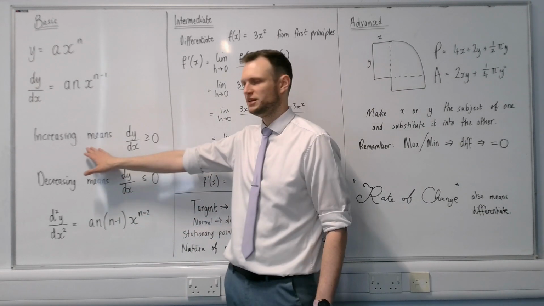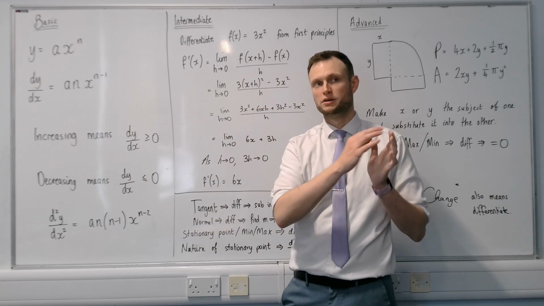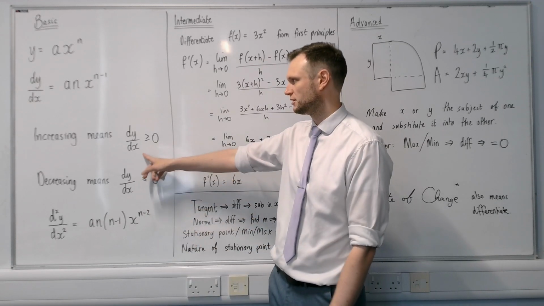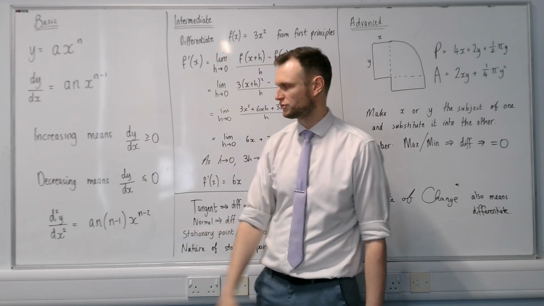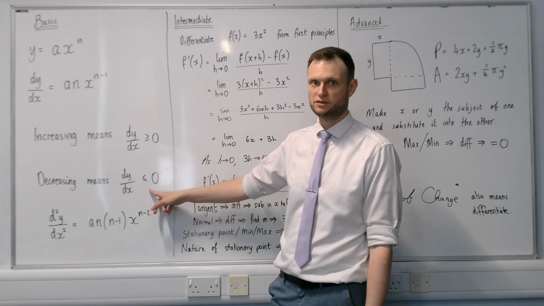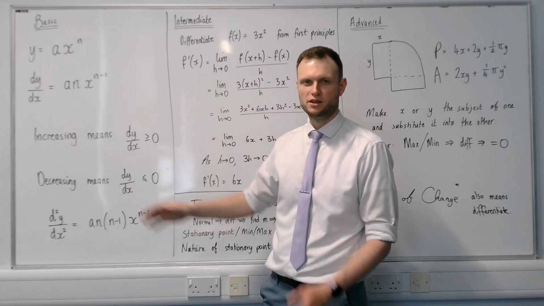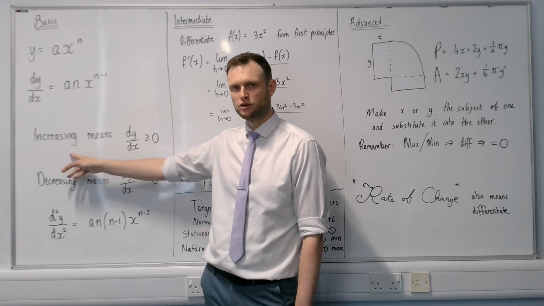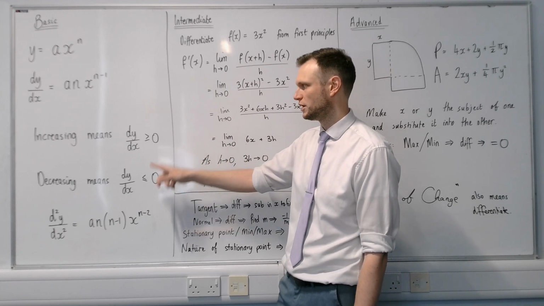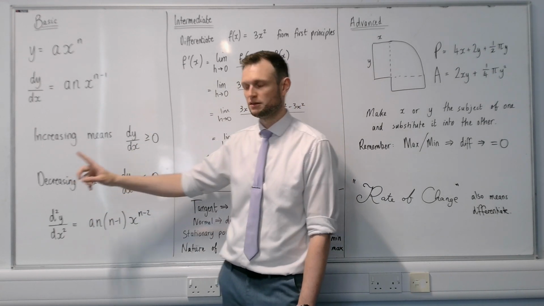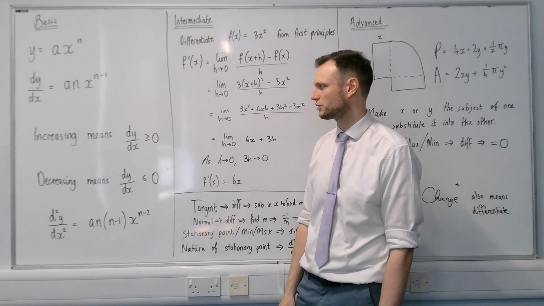A couple of other things: increasing and decreasing. Increasing means that the function is going up, so it's got a positive gradient. That just means that the derivative is positive. Decreasing means it's got a negative gradient, so the first derivative is negative. So that's all that means. If it asks you to find the interval on which a function is increasing, just differentiate it and solve the inequality greater than 0, or greater than or equal to 0. Decreasing, less than or equal to 0, but differentiate first and then solve that inequality.